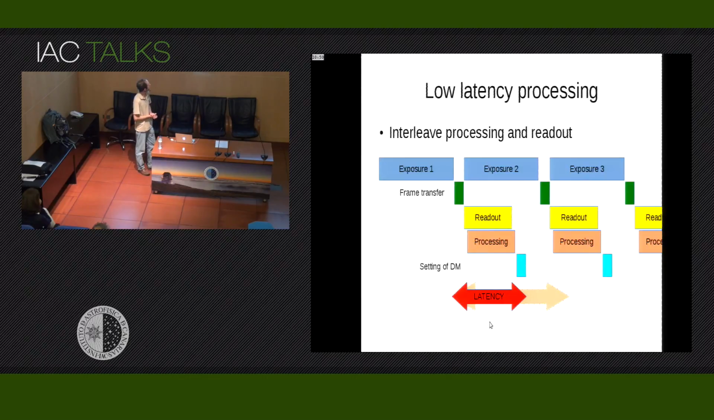If we interleave processing with readout, so once we've read out a few pixels, we can actually start processing them. Read out a few more, do some processing. Read out a few more, do some processing. That allows us to fit most of our processing within the period that the camera is being read out. And then once the camera has finished reading out, we can finalize our processing, which shouldn't take long since we've done most of it, and set the DM. And that reduces the latency.